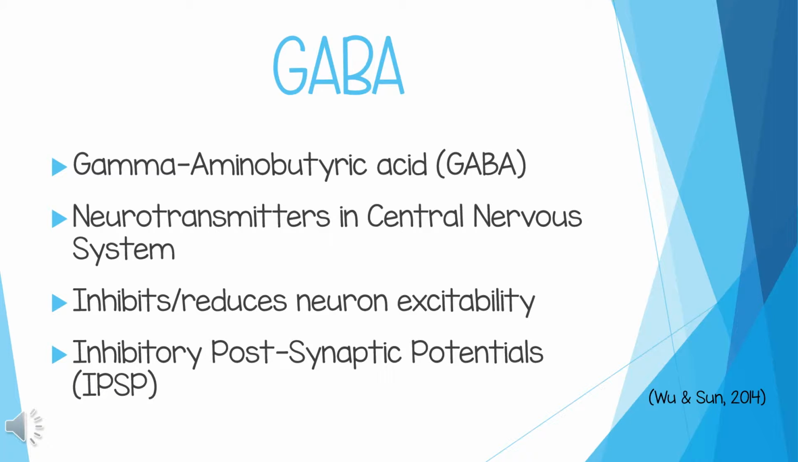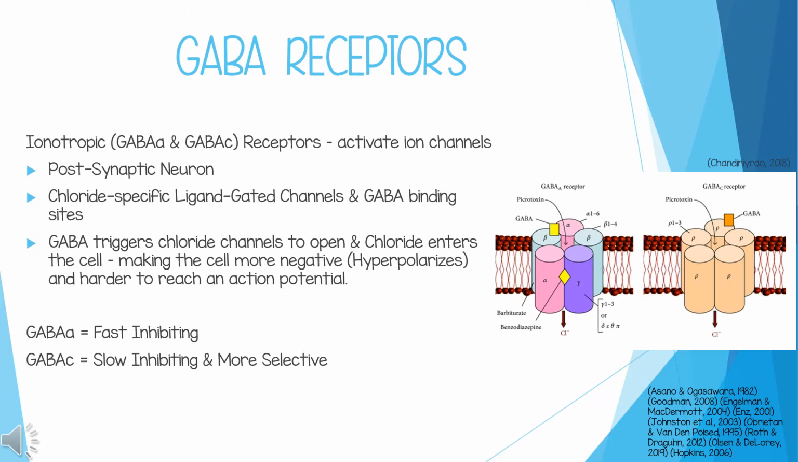GABA stands for gamma-aminobutyric acid, which is a neurotransmitter responsible for sending messages through neurons in the central nervous system. GABA is important as it inhibits or reduces neuron excitability. This classifies GABA as an inhibitory postsynaptic potential. There are three types of GABA receptors.